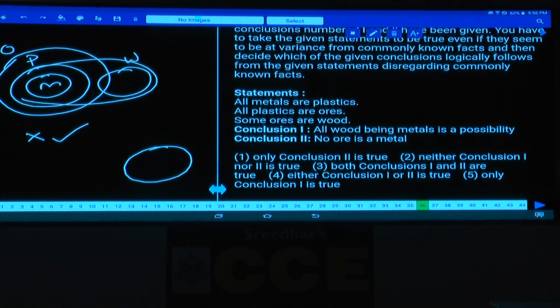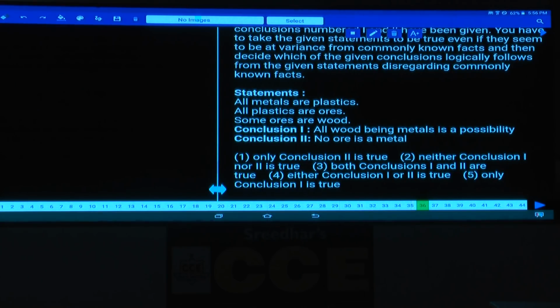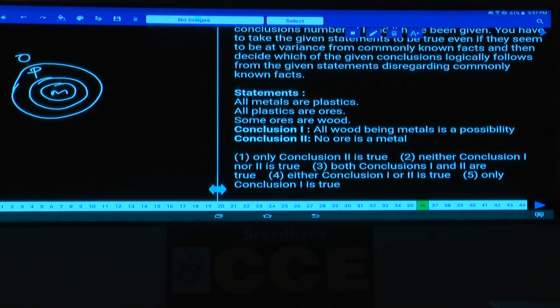Then question number 36. All metals are plastic and all plastic are ores, and some ores are wood. Now the statements for question number 35 and 36 are one and the same. Now in this one, the first one is a possibility, we can work out afterwards. No ore is a metal.